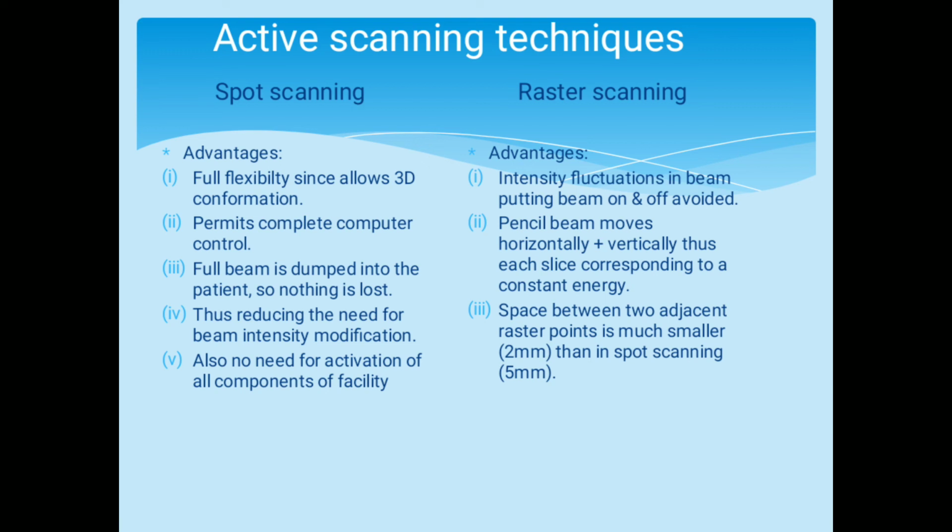Raster scanning advantages: intensity fluctuations in the beam, and putting the beam on and off, are avoided. The pencil beam moves horizontally and vertically, thus each slice corresponds to a constant energy. The space between two adjacent raster points is much smaller, 2 mm, than in spot scanning, which is 5 mm.